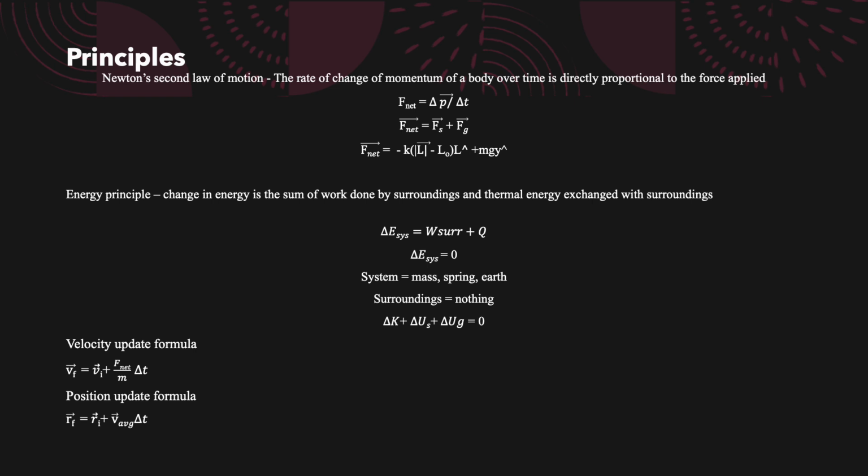Here delta E of the system is zero, as the system is mass, spring, and Earth, and the surroundings is nothing. So the change in kinetic energy plus the change in potential energy of the spring plus the change in gravitational potential energy is equated to zero. And I also use the velocity and position update formulas.